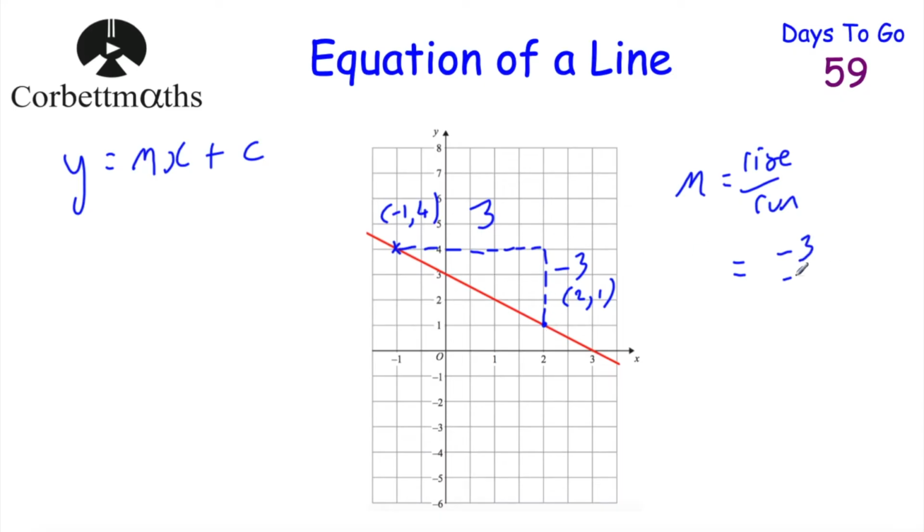So we get -3 divided by 3. And -3 divided by 3 is -1. So the gradient of this line is -1. So we've got y equals, now instead of mx, we're going to write the gradient. So it's going to be -1x, but we tend not to write -1x, we just write -x. And then we've got our plus c, that's where it crosses the y-axis. That's going to be 3, it crosses the y-axis at 3, so plus 3. So the equation of this line is y equals -x plus 3.